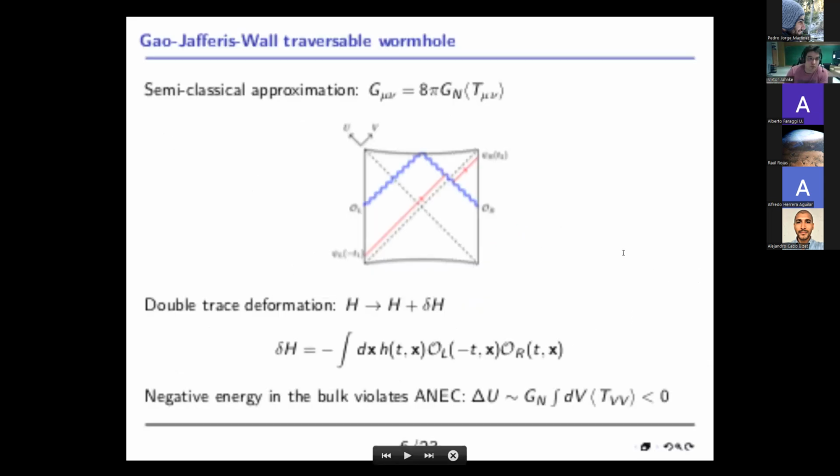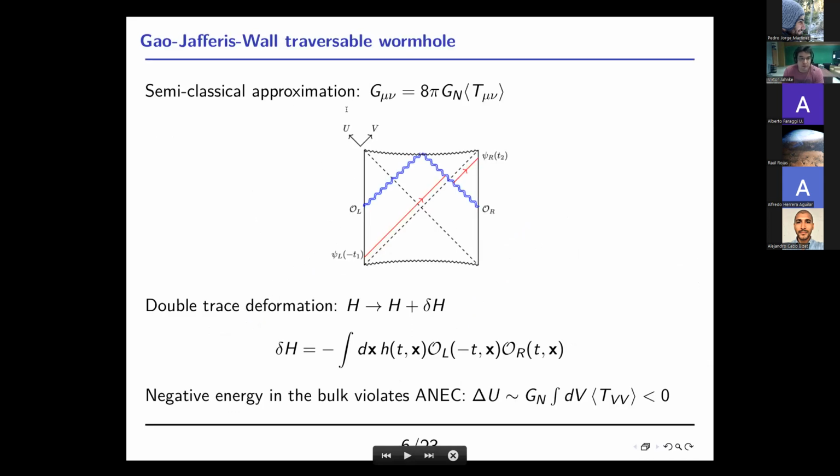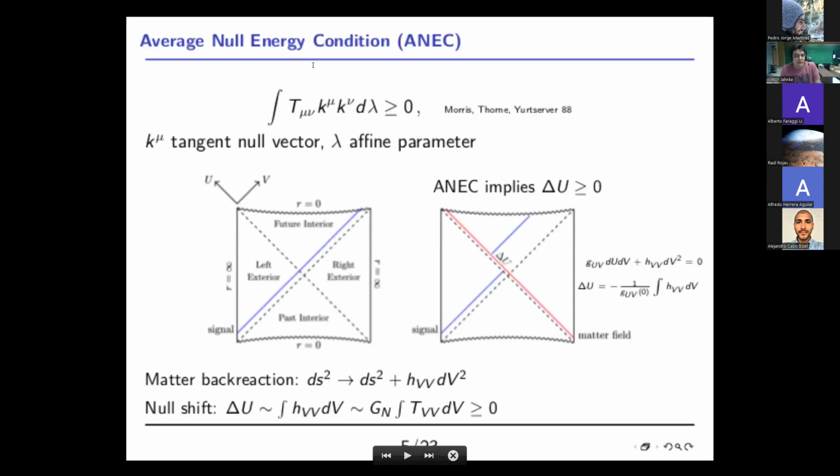Gao-Jafferis-Wall construction works in the context of the semi-classical approximation. Classically, you have the null energy condition, which basically says that the integrand here is positive. So classically, this condition is always satisfied, and in reasonable theories, you can never have a traversable wormhole classically.